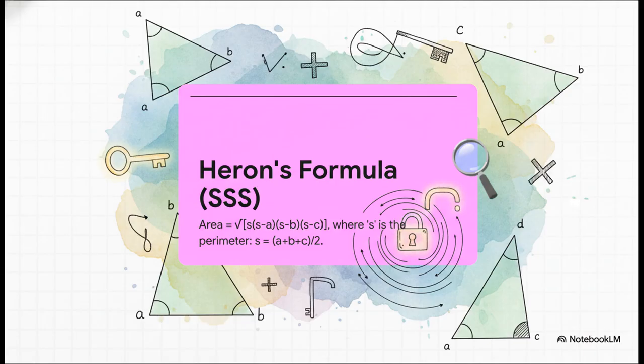The area is the square root of, get this, s times s minus a times s minus b times s minus c. So the obvious question is, what on earth is s? Well, s is just the semi-perimeter. All you do is add up the three sides, a, b, and c, and chop that number in half. That little s is the key that makes the whole thing work.